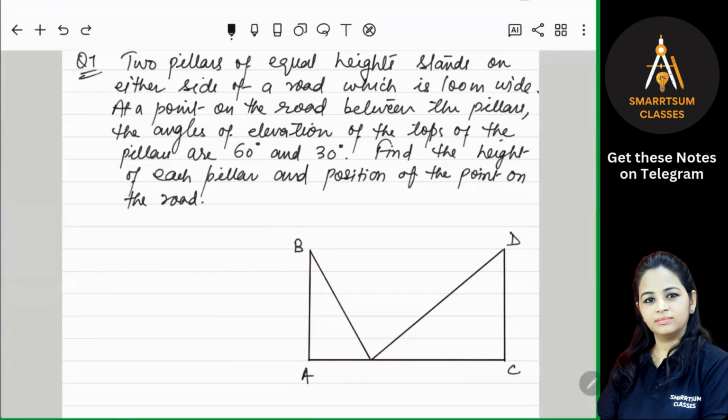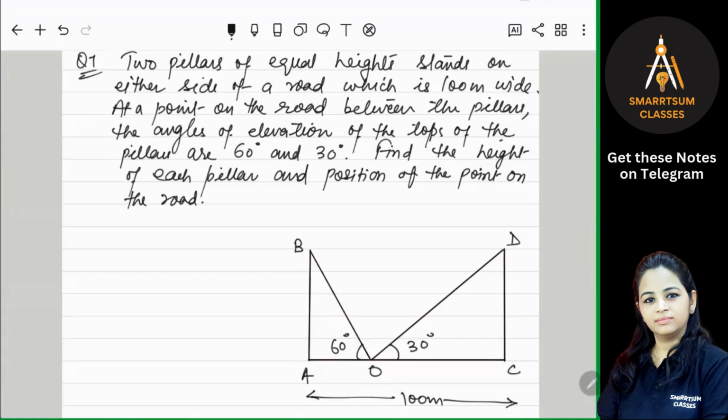So this road is 100 meters wide. Okay. So this is 100 meters. Now, at a point on the road between the pillars, right? Suppose the point is O. Okay. So this is the point which we have taken on the road, between the pillars. The angles of elevation of the tops of the pillars are 60° and 30°, right? So one is 60°, the other is 30°, right? So suppose this is 30° and this is 60°, right? Okay. Since the elevation is not the same, that means this point is not in the middle, right?